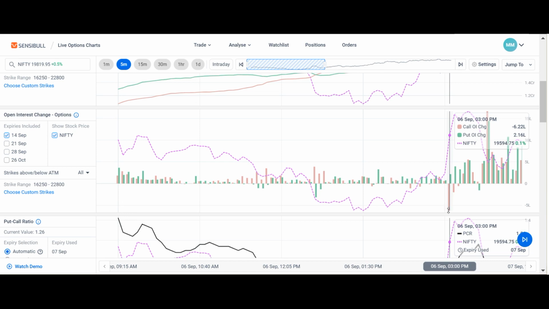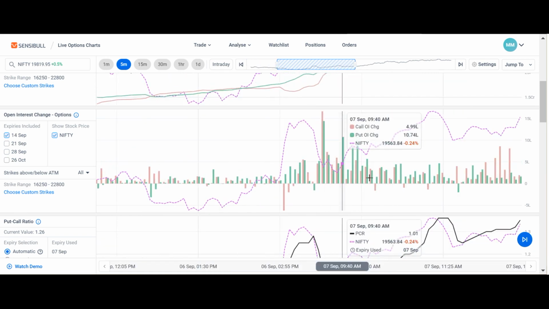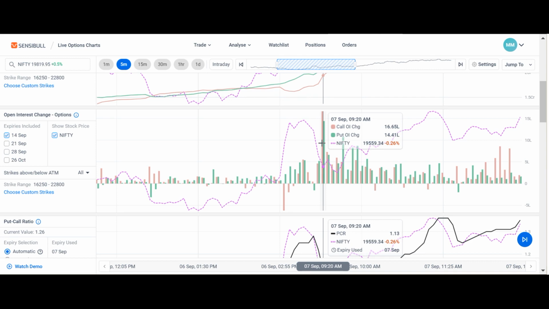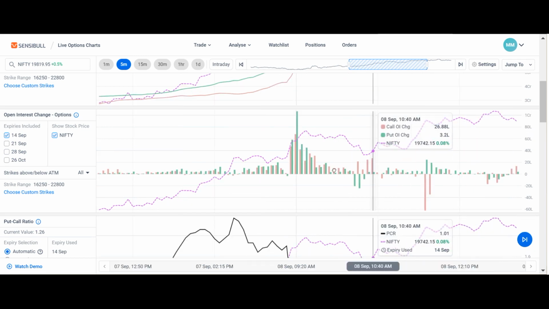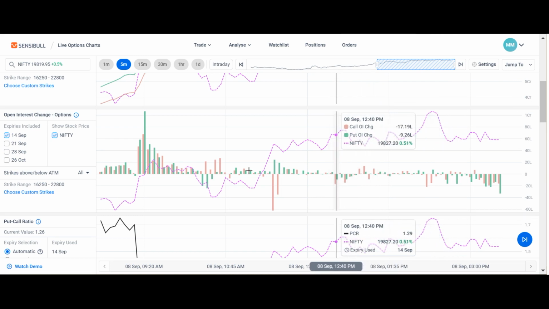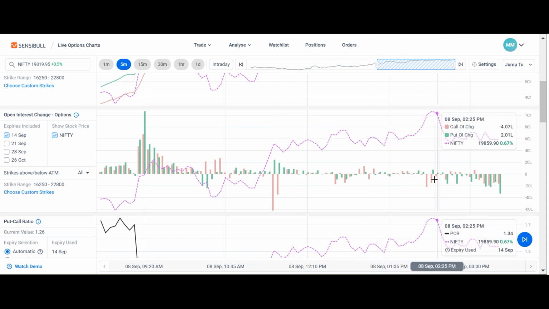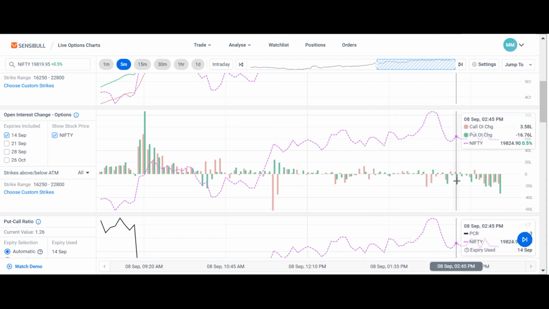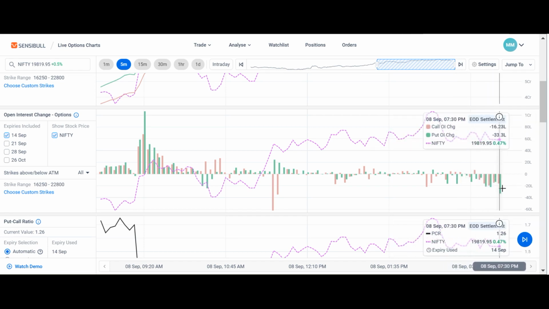At 3 o'clock, all these call writers moved out. But look at what has happened in the last. Now this is very, very interesting. Look at this scenario where 11:35 this has happened. After that, call writers were moving down, right? Then put writers also, and look at this. These are the last few scenarios. The put writers actually covered lots of their positions.